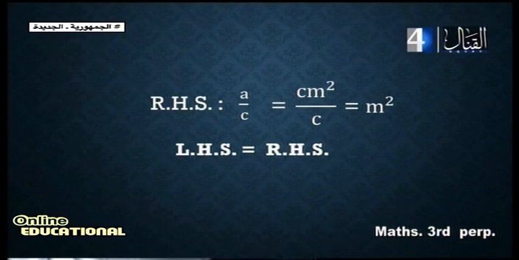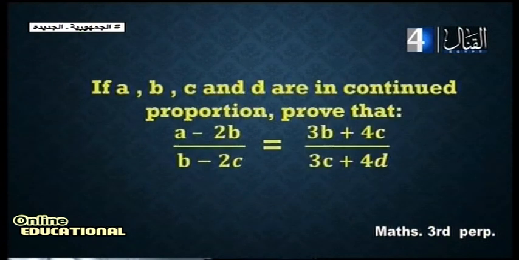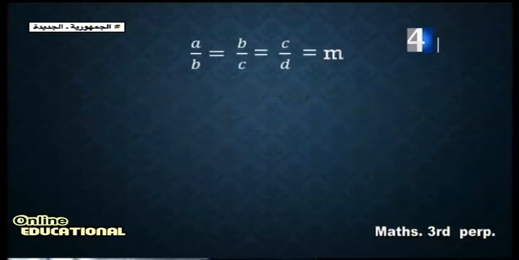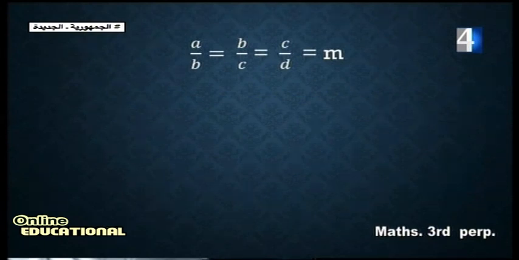Let us have another example. If A, B, C, and D are in continued proportion, prove that A minus 2B over B minus 2C equals 3B plus 4C over 3C plus 4D. First of all, A, B, C, and D are in continued proportion. Try to write the given. So it is A over B equals B over C equals C over D equals M.